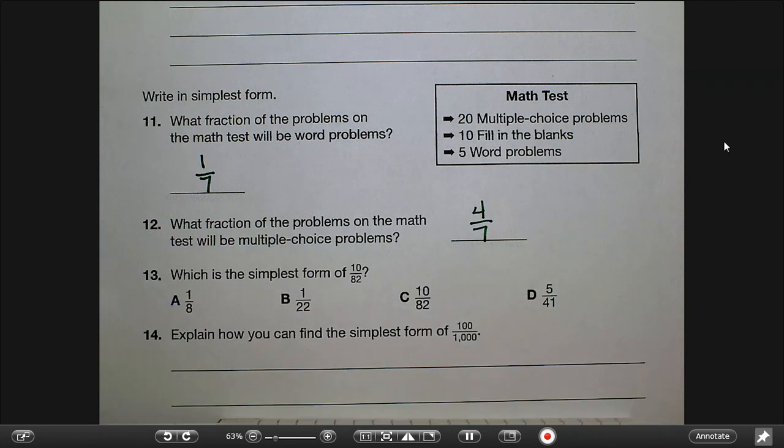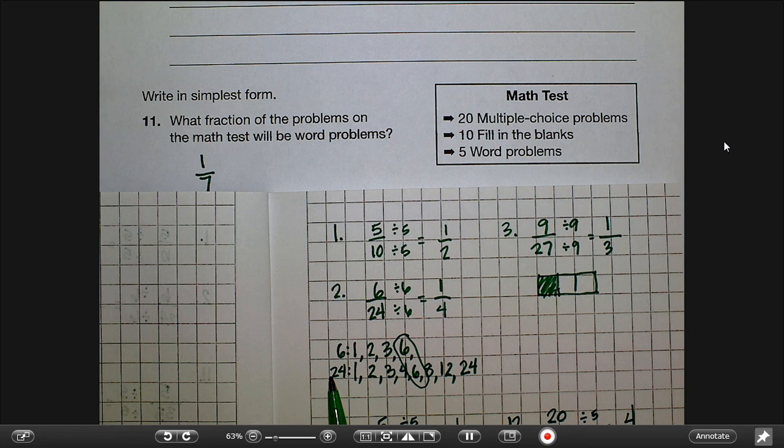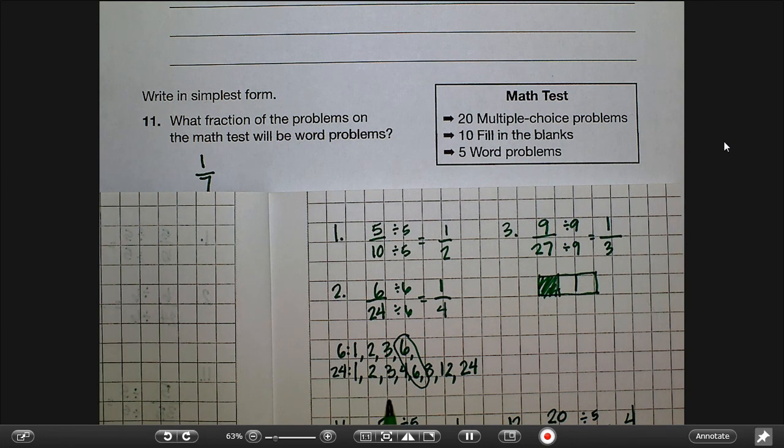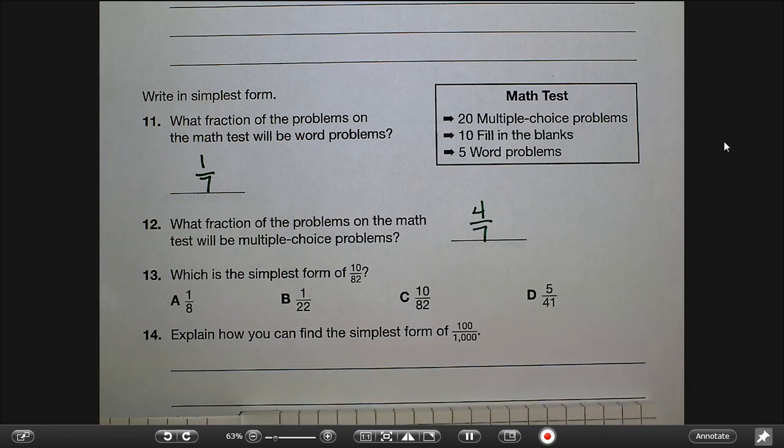Okay, great. Please try number 13 on your own. You want to find what is the simplest form of 10/82. So you could list out your factors the same way that we did here. You could list out factors for 10 and factors for 82 and see what is the greatest factor, the largest factor that they have in common. Then you could divide both the top and the bottom by that number.